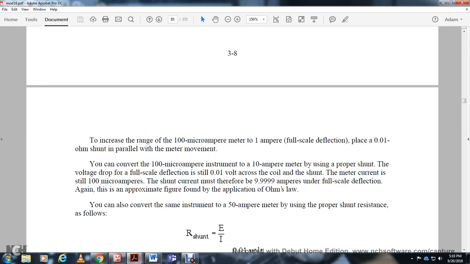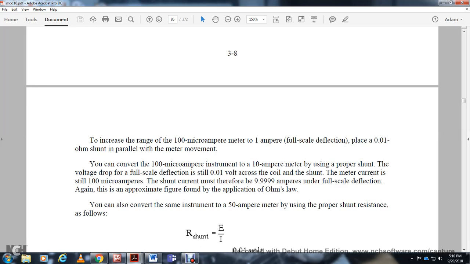To increase the range of the 100 microampere meter to 1 ampere full scale deflection, place the shunt in parallel with the meter movement. You can also convert the 100 microampere instrument to a 10 ampere meter with the proper shunt. The voltage drop at full scale deflection is 100 millivolts, and the meter current is still 100 microamperes. The shunt current must therefore be 9.9999 amperes.